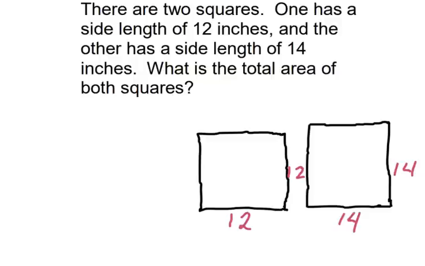There are 2 squares. One has a side length of 12 inches and the other has a side length of 14 inches.